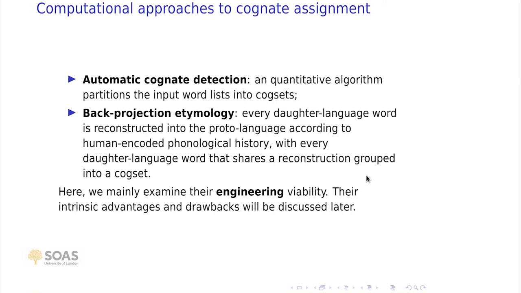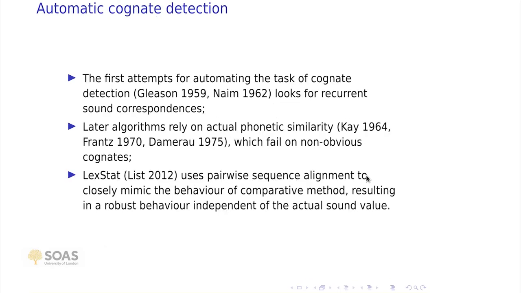Basically you already have the phonological history of the language group pretty well, and you encode it into, let's call them programs, that reconstruct every daughter language form into a proto-language form. And you kind of crisscross, you triangulate the results together and see what can be fit into cognates with what others.